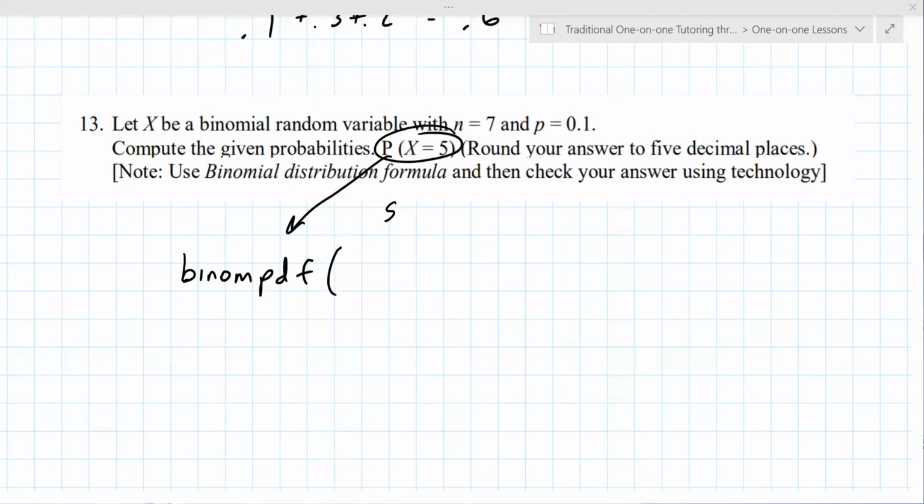It says trials, p-value, and x-value. So your trials is 7. P-value is 0.1 and your x-value is 5. Okay, that's easy. I got 1.701, like e to the -4. So what would I do, because it's on paper and we have to write it down? Exactly what I've got here.